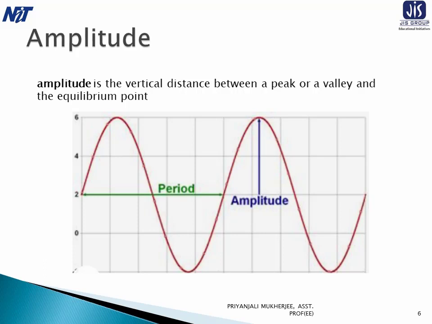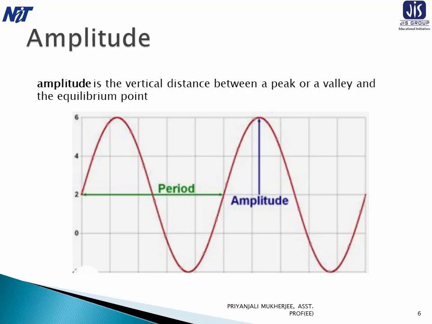Next is the alternation and cycle. When a periodic wave such as the sinusoidal wave goes through one complete set of positive or negative values, it completes one alternation, and when it goes through one complete set of positive and negative values, it is said to be one complete cycle. An alternation and cycle can also be defined in terms of angular measurement. One alternation corresponds to 180 degrees, or pi radian, whereas one cycle corresponds to 360 degrees, which is equal to 2 pi radian.